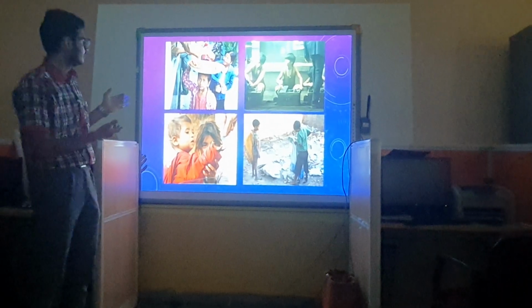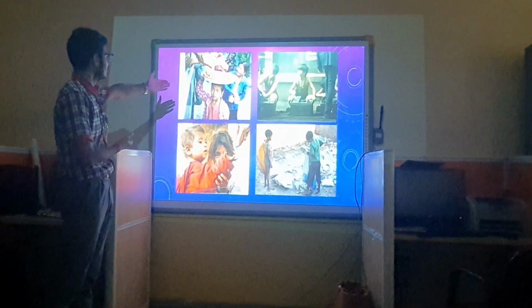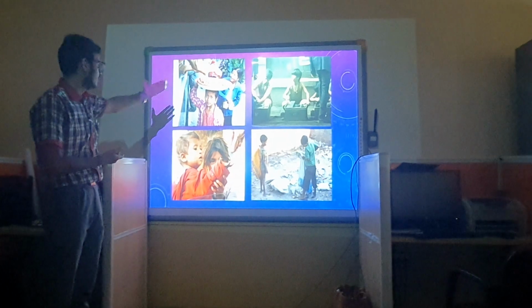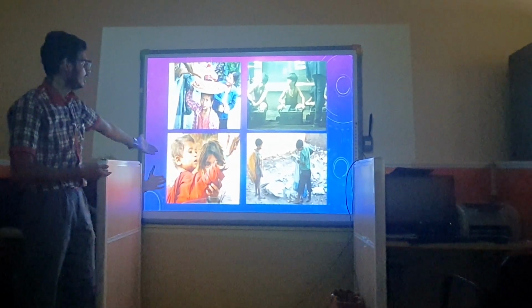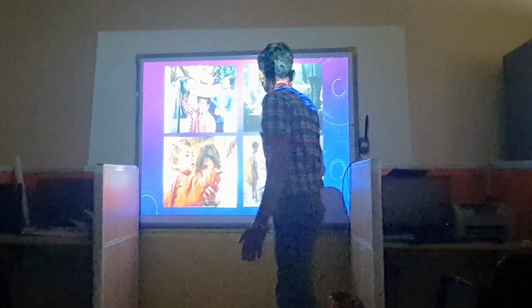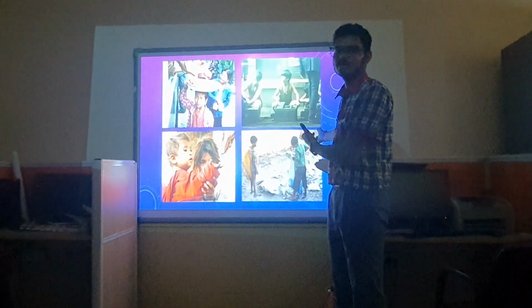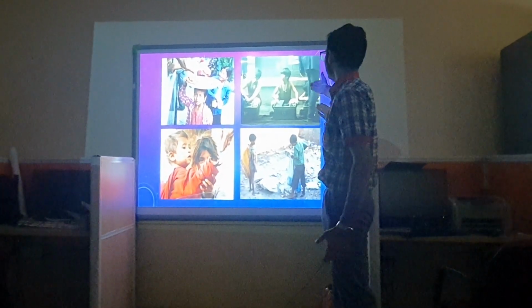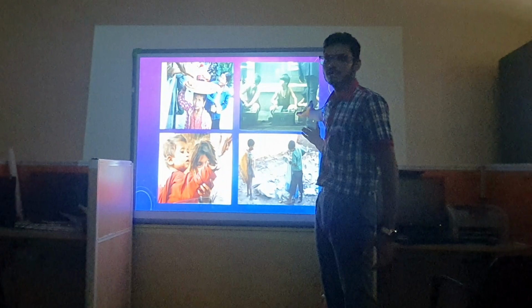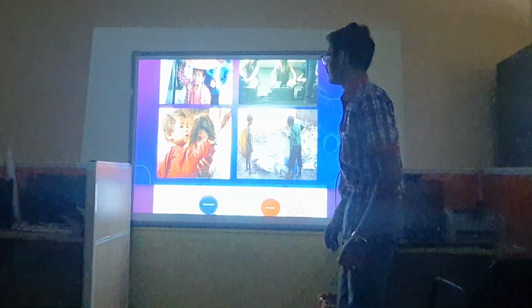Photos we have added, these are the examples. Here you can see children selling food, and here are children begging. And here is a rag picker who is collecting bottles and plastic materials so that he can further sell them and earn money. And this is a child who is polishing shoes.